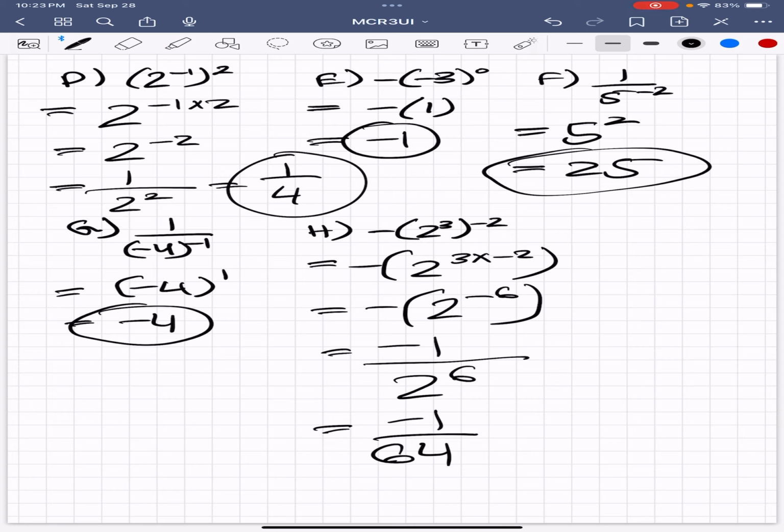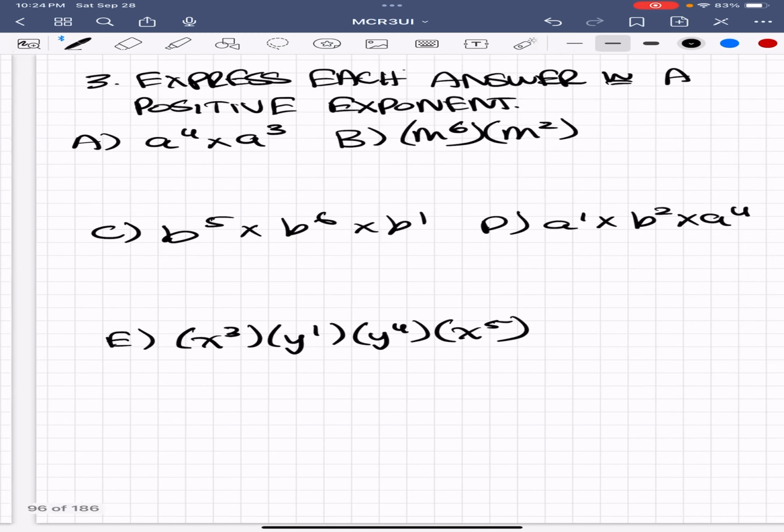So we have exponent law number 3, power of a power. We multiply the exponents together. We have a negative exponent result, so the negative exponent law moves 2 to the power of negative 6 to the denominator to get a positive exponent. Then we solve 2 to the power of 6 on the denominator, and keep the negative symbol as well, so it's negative 1 over 64. Moving on.